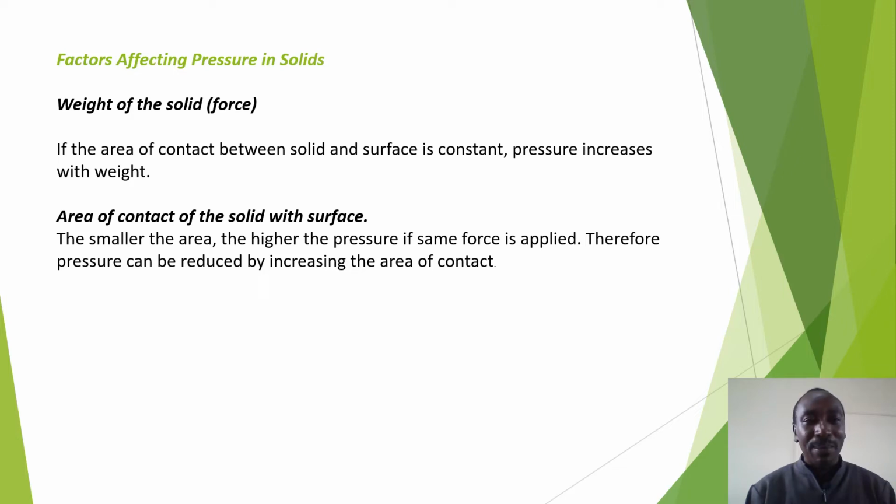So you can be able to determine the maximum pressure and minimum pressure. Just know that for maximum pressure, use the minimum area. For minimum pressure, use the maximum area. And for the force, if the area is kept constant, when the force increases, the pressure increases. So if you want maximum pressure, you use maximum force. If you want minimum pressure, you use the minimum force.